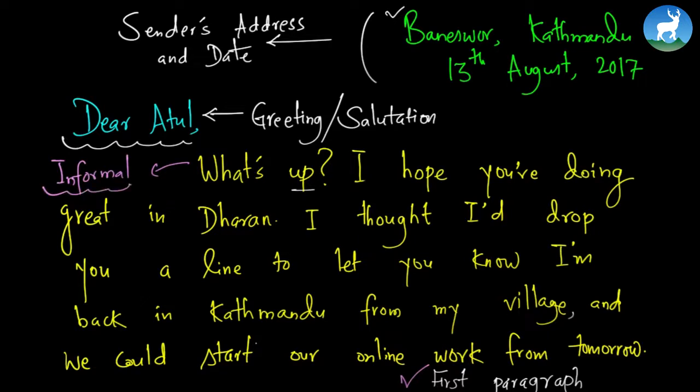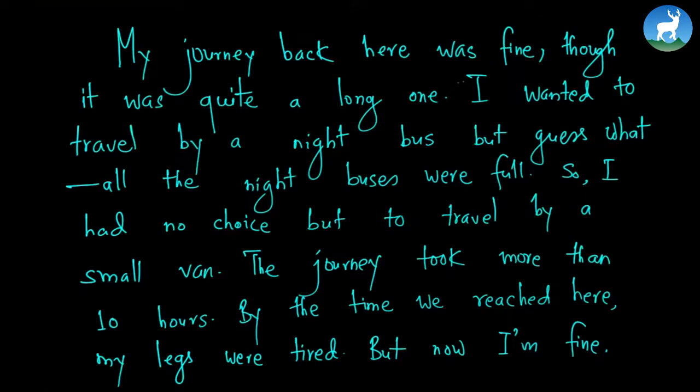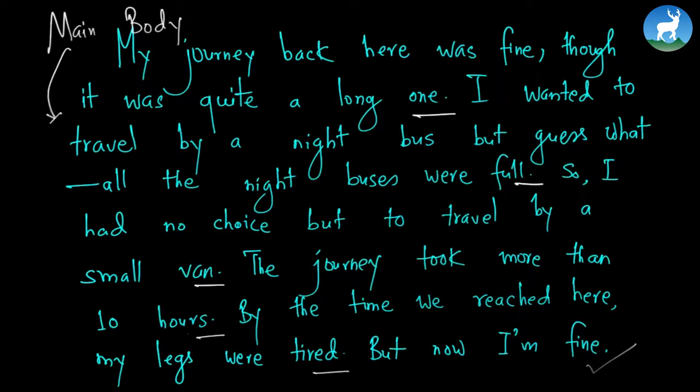So the sender's address and date is given there. The greeting or salutation is given below. Then the first paragraph. Now let's go to the main body. My journey back here was fine, though it was quite a long one. I wanted to travel by a night bus, but guess what? All the night buses were full. So I had no choice but to travel by a small van. The journey took more than 10 hours. By the time we reached here, my legs were tired, but now I am fine. This is what we call the main body of the letter.